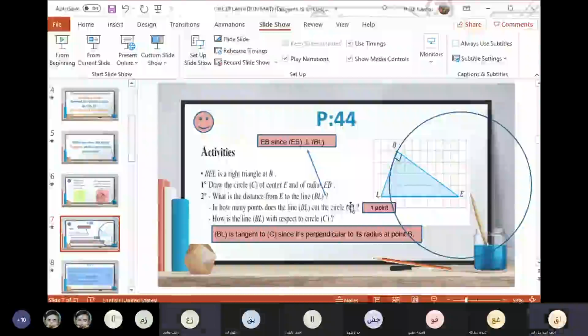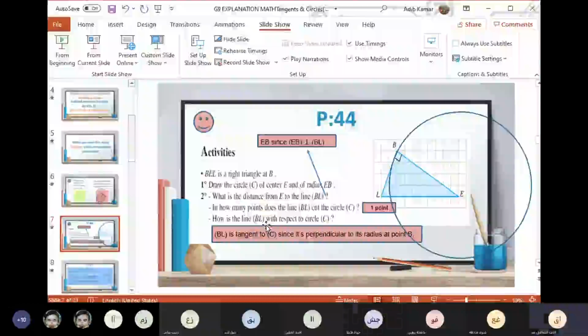Point of tangency. How is the line BL with respect to the circle C? Tangent. So BL is the tangent to circle C since it cuts it at one point, or since it is perpendicular to the radius at the point of tangency which is B.